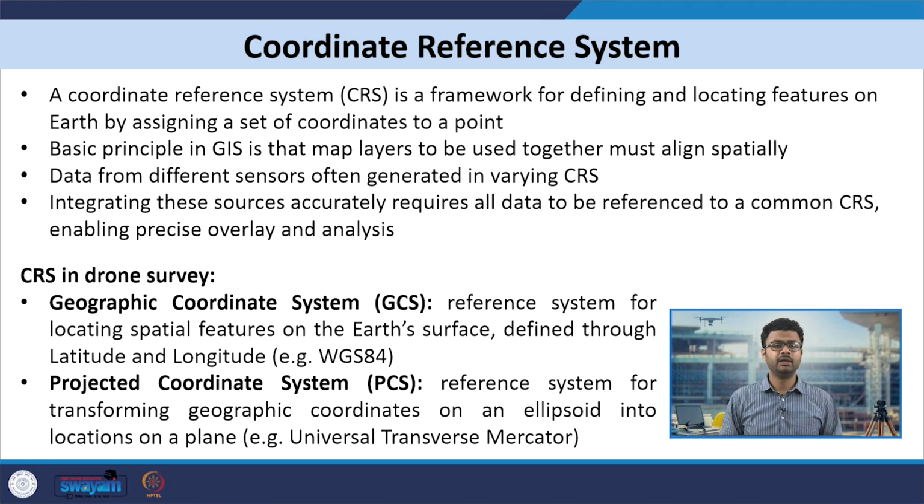So the coordinate reference systems which are used in drone survey are primarily two: geographic coordinate system, in short GCS, and projected coordinate system, in short PCS. GCS is a reference system for locating spatial features on the Earth's surface defined through latitude and longitude, for example WGS 84. And projected coordinate system is a reference system for transforming the GCS on an ellipsoid into locations on a plane, for example Universal Transverse Mercator.